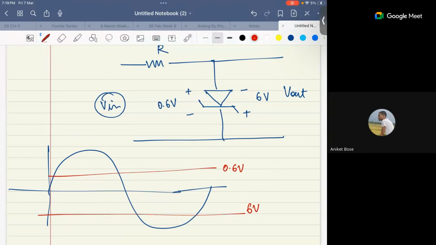Okay. What will happen if I increase the potential from 0.6 volt till 10 volt? What will happen? Forward bias. Correct. So this will be forward bias. This will be reverse bias. What will happen if I decrease? So what will happen here from 0 to minus 6 volt?